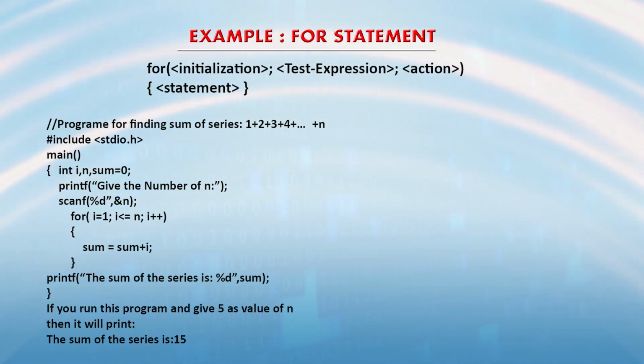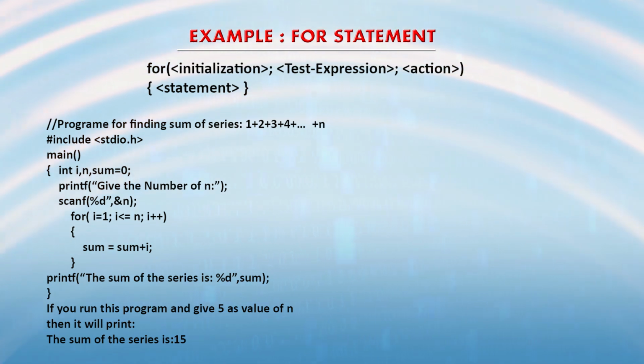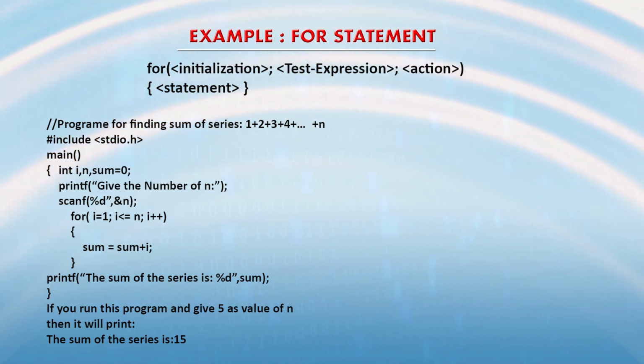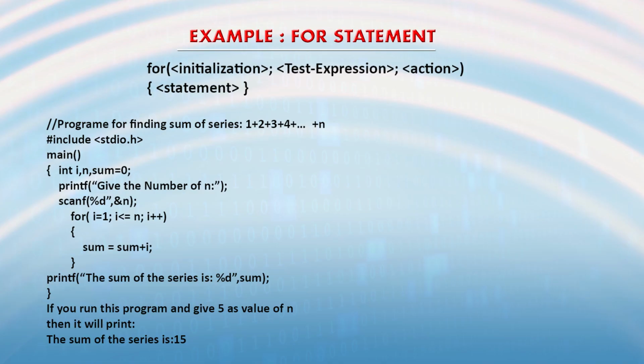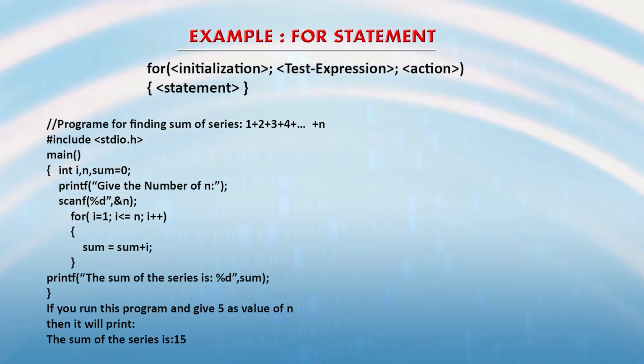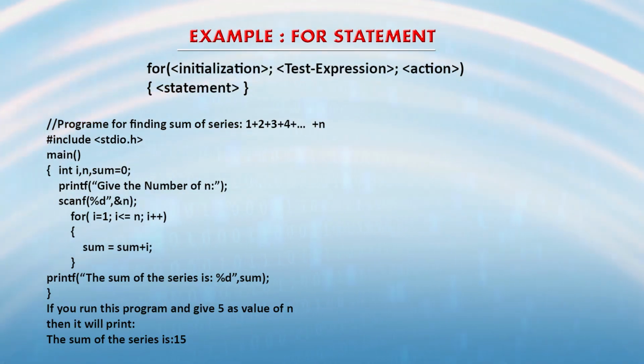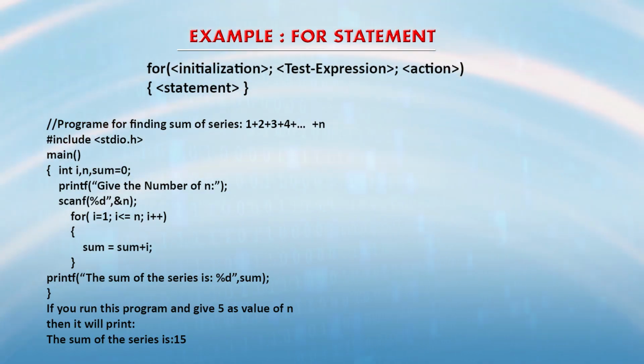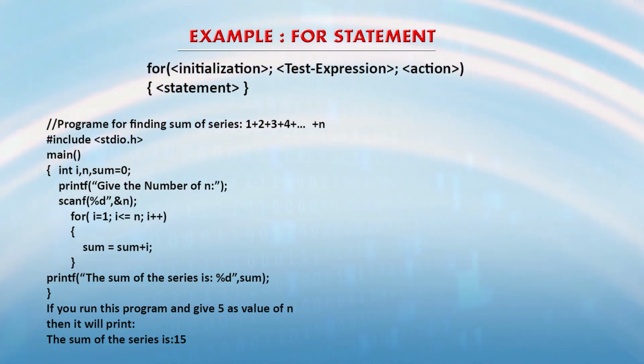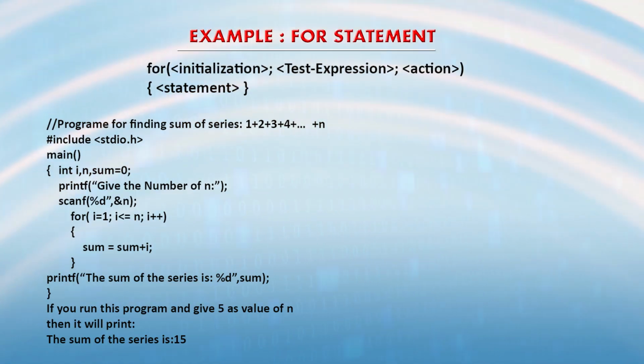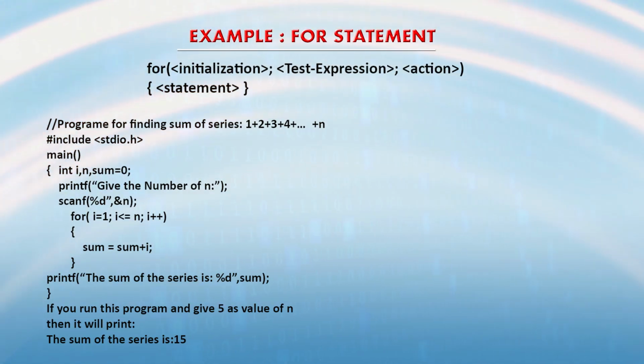Now i is incremented to 4 and 4 is not less than 3, so it will come out of the loop. It will print that the sum of the series is sum, which is 6. You can print the sum up to, say, 5. If the value is 5, then 1 plus 2 plus 3 plus 4 plus 5 turns out to be 15.